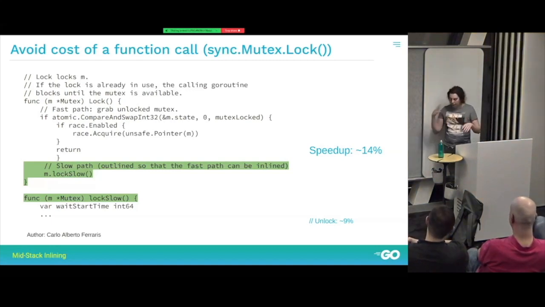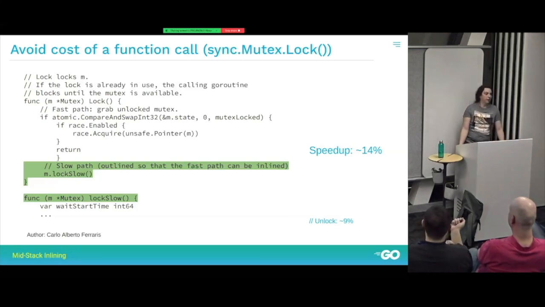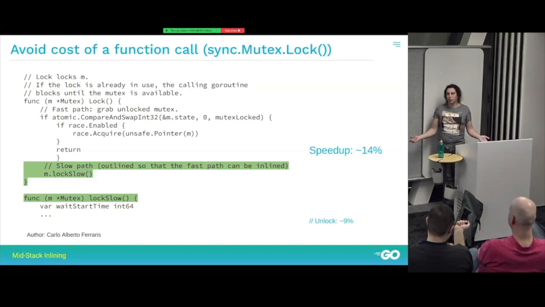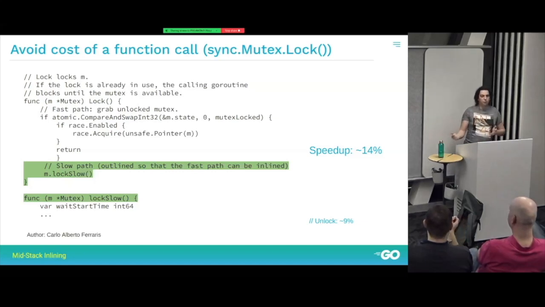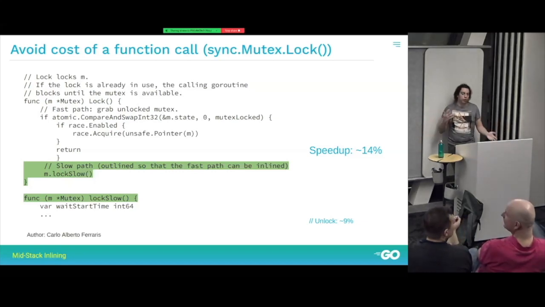By the way, the same patch arrived later for unlock, which made another 9%. I won't show it here because it's basically the same. When I unlock a mutex that nobody is waiting for, it's very simple. I just unlock it. When I unlock a mutex that somebody is waiting for, I have to iterate some list, I have to wake up the routine and so on. So you can probably imagine that.